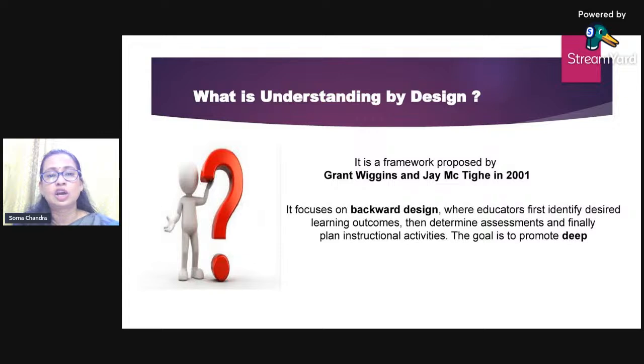So let us begin. What is Understanding by Design? Understanding by Design was actually introduced by Grant Wiggins and J. McTighe in 2001, and it follows a structured approach known as backward designing. So instead of starting with an activity, we begin with the end goal. Where do we want our children to reach? What will they learn after 40 minutes? What should the students understand? What skills should they develop after the class?